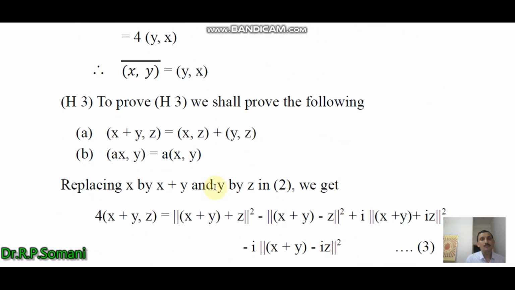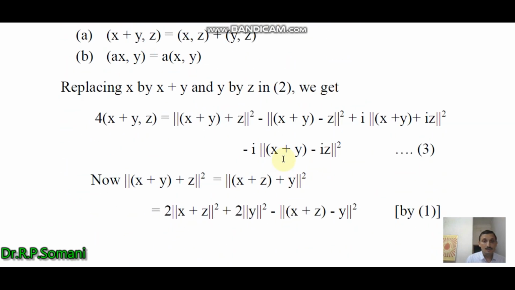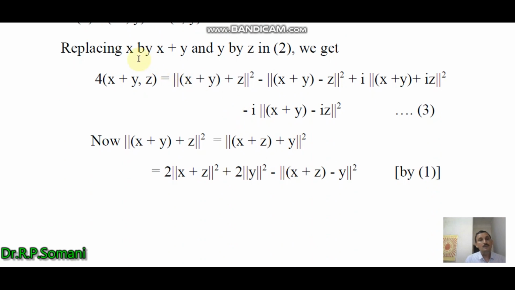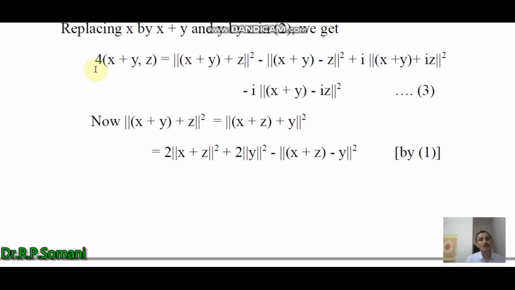Next we prove the property H3. Break the property H3 in two parts. The first one is ⟨x plus y, z⟩ equal to ⟨x,z⟩ plus ⟨y,z⟩, and the second one is ⟨ax, y⟩ equal to a⟨x,y⟩. So for this, replacing x by x plus y and y by z in equation 2, we obtain the inner product for x plus y, z, and we denote this by equation number 3.